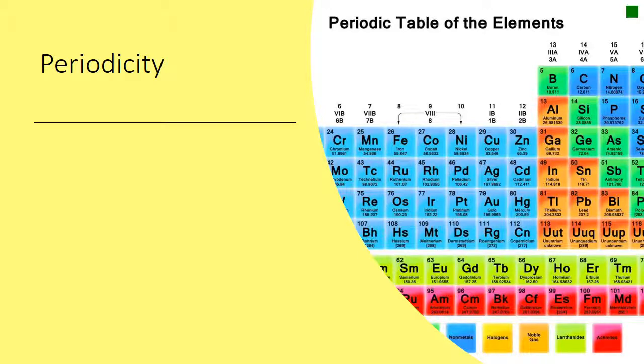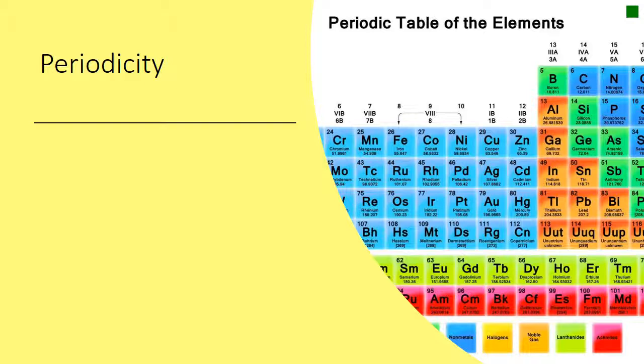Hi, here we have a video on periodicity, in particular period 3. Now what periodicity means strictly is that characteristics like physical properties or chemical properties repeat each other cyclically.